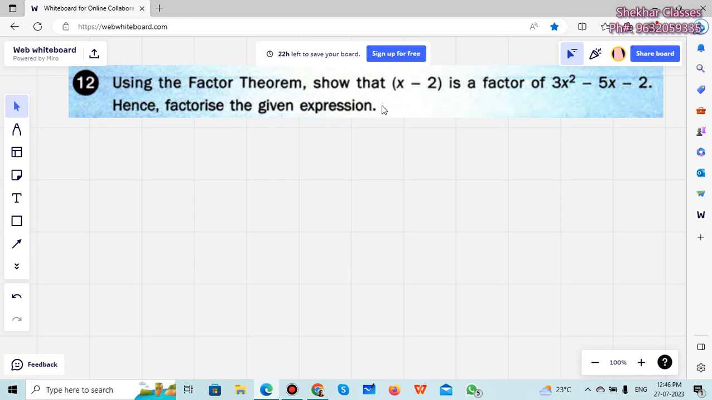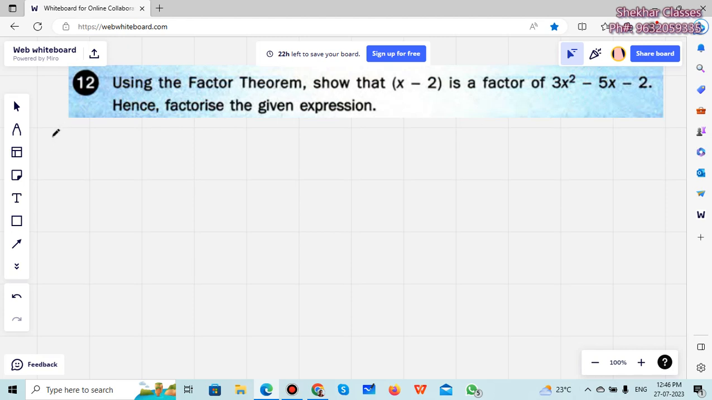Using the factor theorem, show that x minus 2 is a factor of this polynomial, and hence factorize the given expression. So how to prove it is a factor? Remember, if we find the remainder and the remainder comes 0, it is a factor. And you know how to use the remainder theorem to find the remainder.